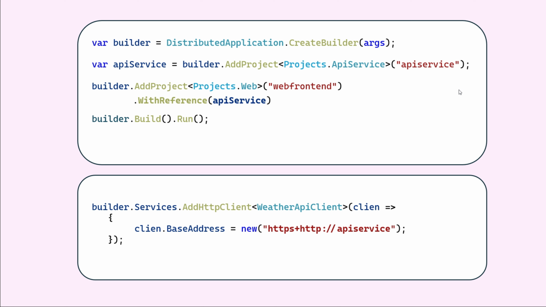So we did the API service. We defined it initially with this syntax, add project API service. We can assign that API service to a variable. We know how to do that in C#, and that's C# 1.0 stuff. We know how to do that.